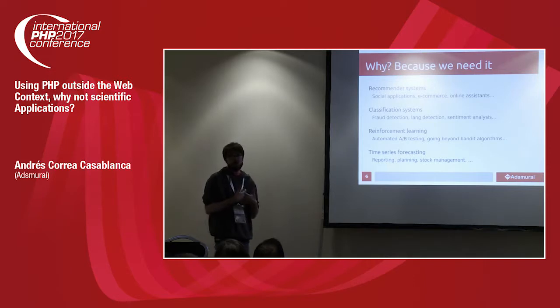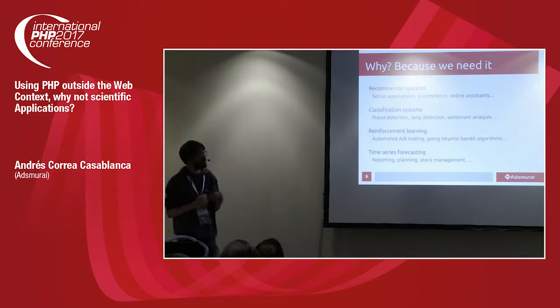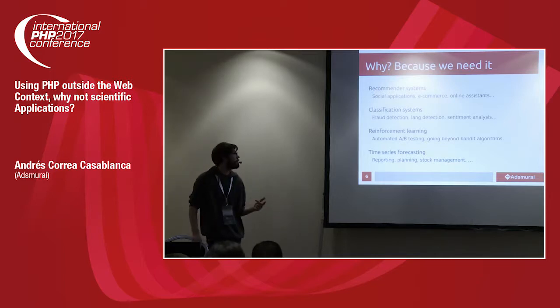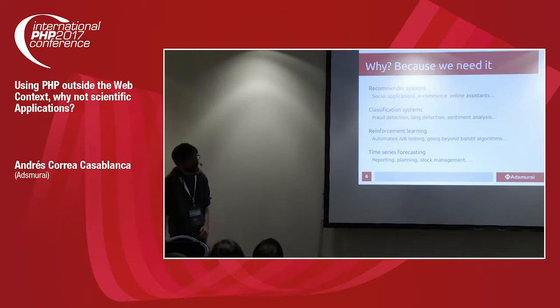doing modifications on the code at runtime to optimize our user interfaces, or even our algorithms using machine learning techniques. We can improve our reports implementing forecasting techniques. We can improve our planning or stock management algorithms. So we have a lot of things that we could do, but we aren't doing it. Or in other cases, we are doing it with other technologies.